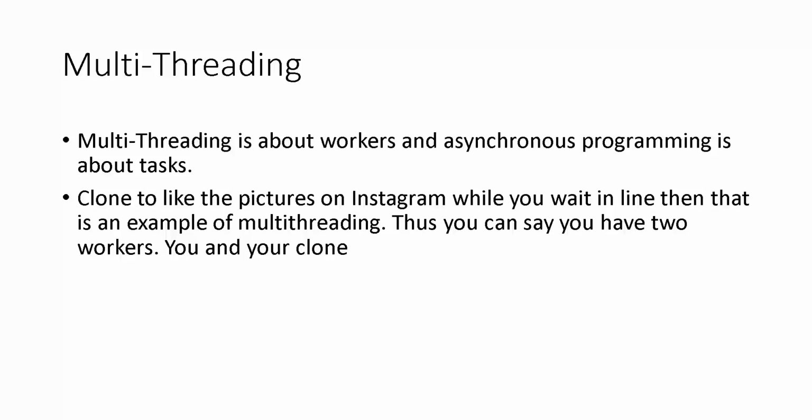Now focus on this statement. Multi-threading is about workers and asynchronous programming is about tasks. So we are going to go back to our movie ticket example and understand how this works. So let's say you get a clone to like your pictures. You're kind of like Naruto and you have some powers, and you get your clone to like pictures on Instagram while you wait in line. Now that is an example of multi-threading. Thus you can say you have two workers, you and your clone.